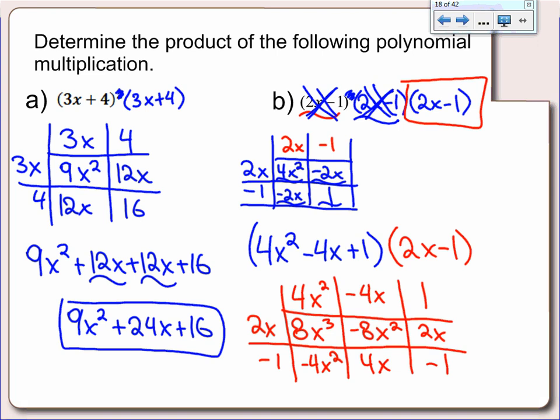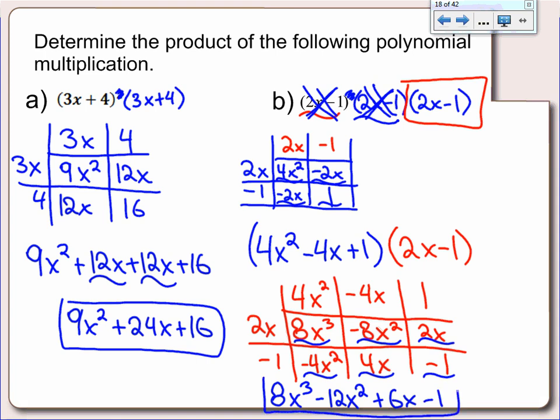So this first one is 8x cubed. I then see I have 2 x squared terms that can be combined together. So negative 8x squared minus 4x squared is negative 12x squared. I've got two more right here, so positive 2x plus 4x is positive 6x. And then lastly, my constant. Once we've used all of our binomials and multiplied them all together, we are done. So that concludes 2.4.